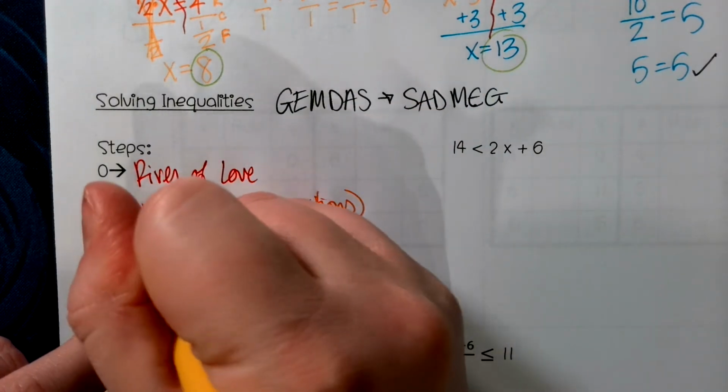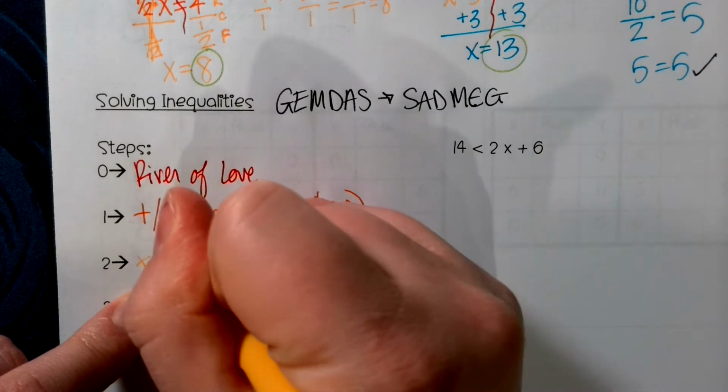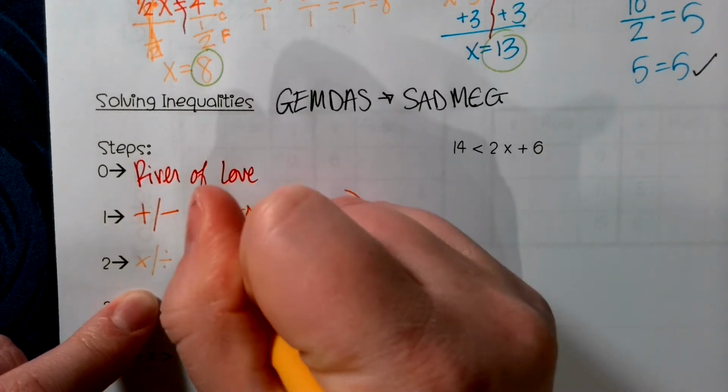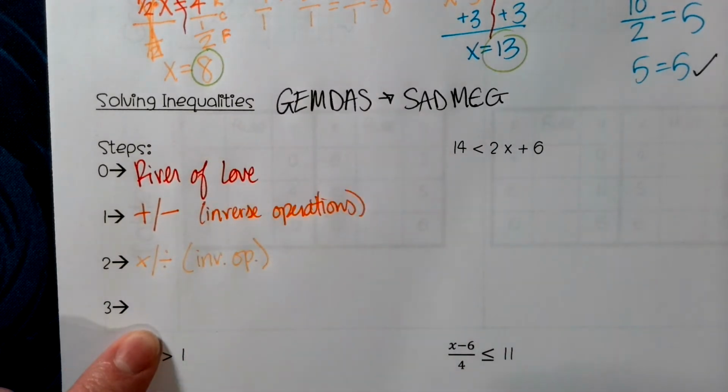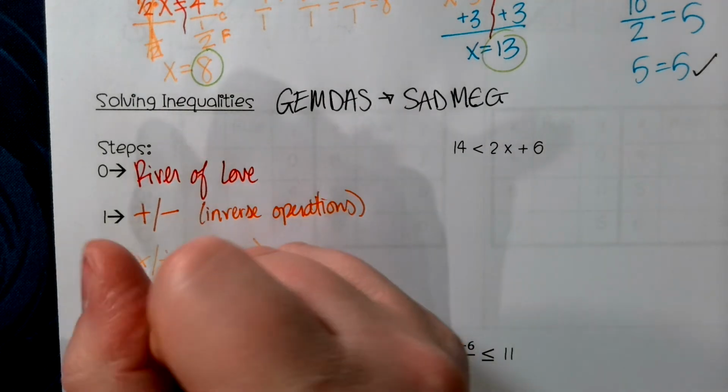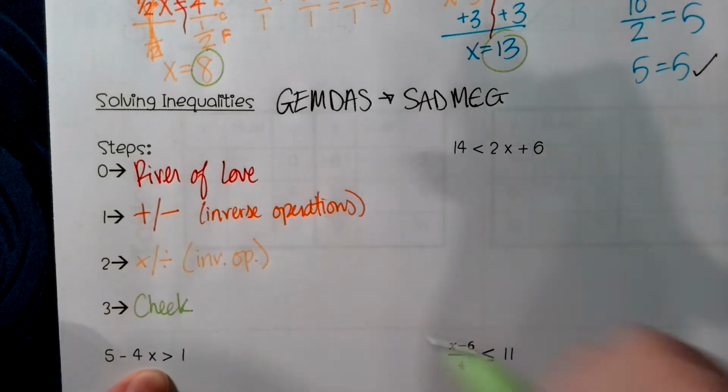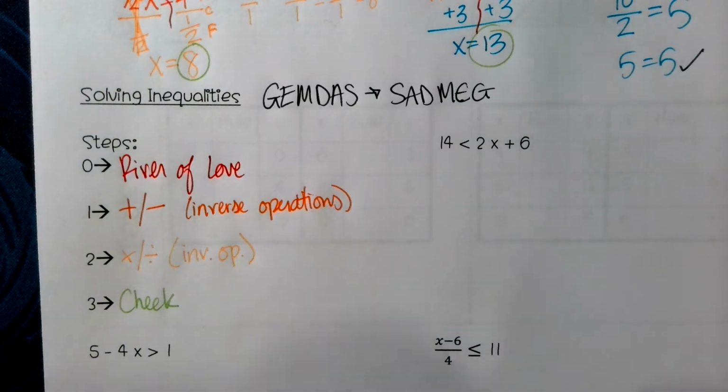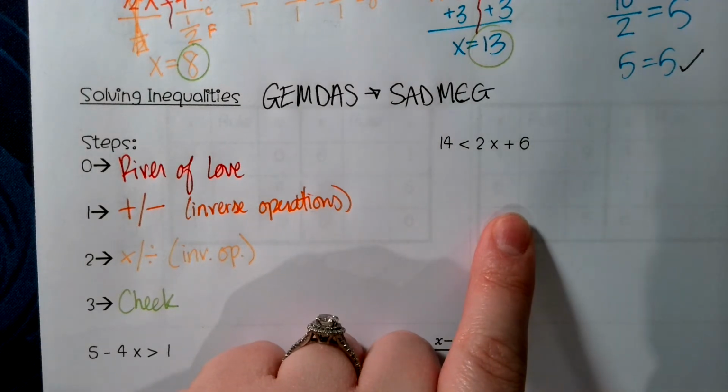Then we're going to multiply and divide, again, using inverse operations. Then we're going to check our work. Same thing we were doing before. If you need more of a review of the steps, watch that equations video if you haven't done that yet. I'm going to get straight into this first problem.